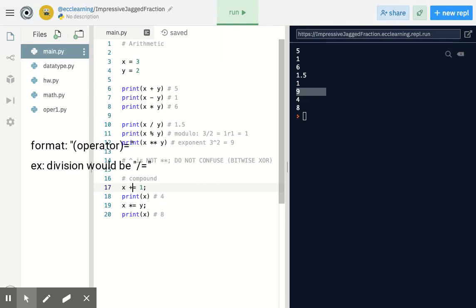So right here we have a compound arithmetic operator, with which we add 1 and we set x back to that new value, which is 4. And then we use a multiplication compound operator, which multiplies that by 2 and gets 8.